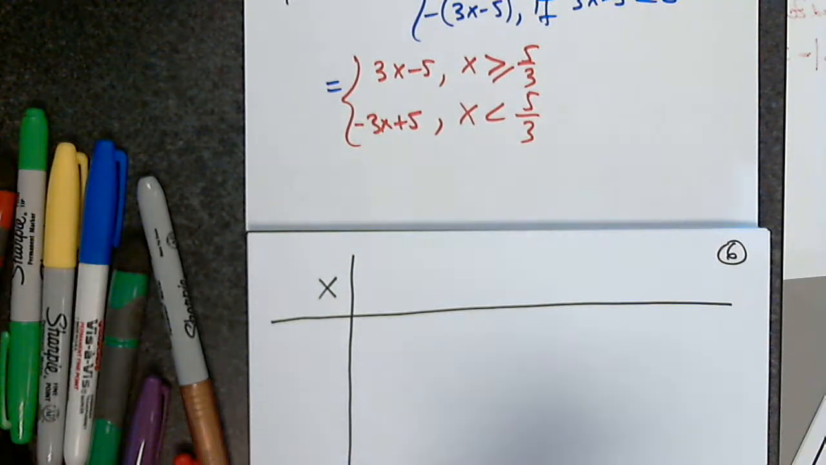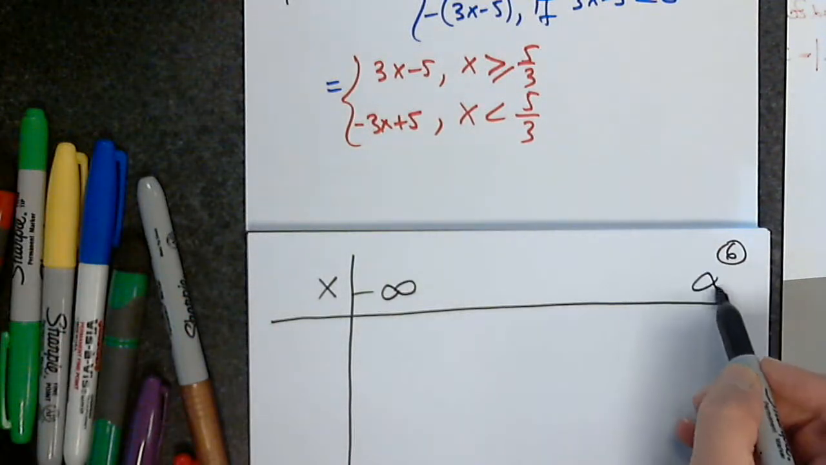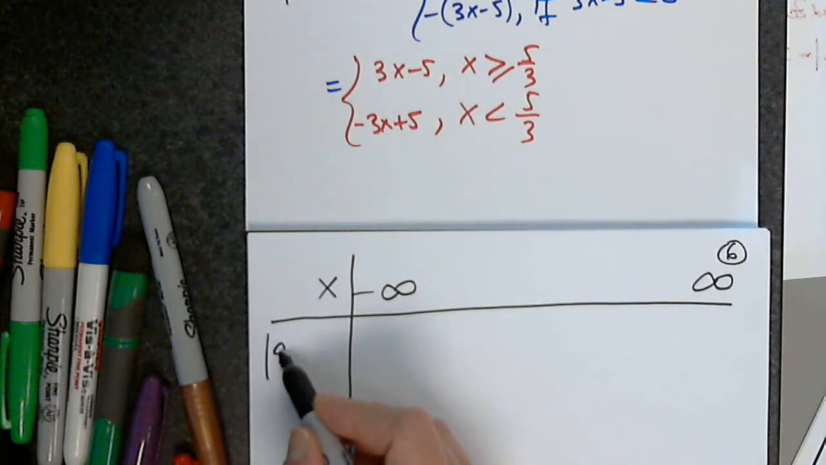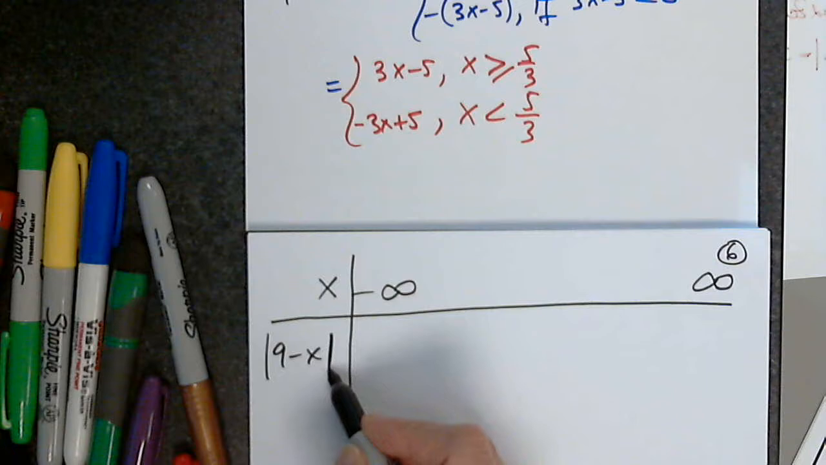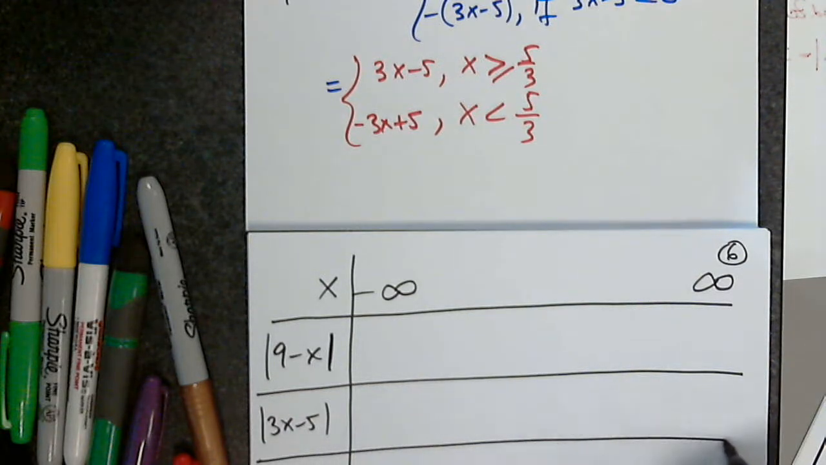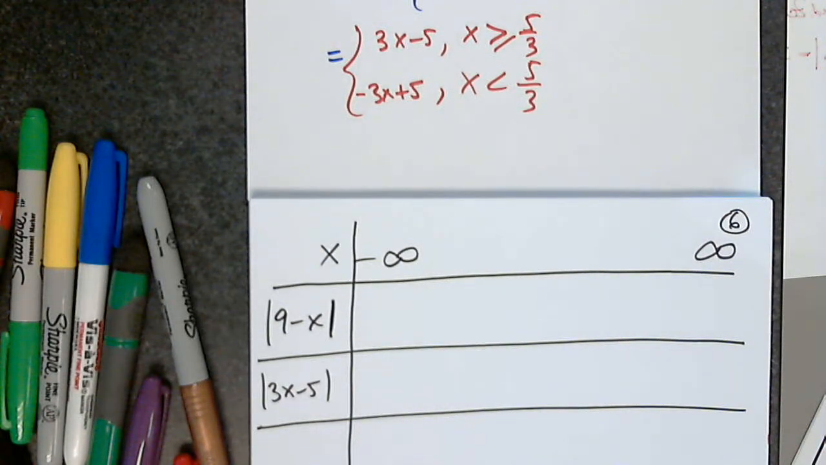What will I have in the chart? Well, x, because x is the variable in the problem, and it goes from negative infinity to infinity. Then I will have in the chart the first absolute value as the first row in the chart, and then 3x minus 5 in absolute value as the next row in the chart. And of course, the last row will be what? What do you think?